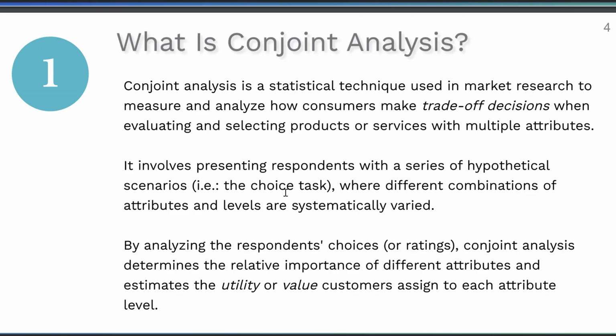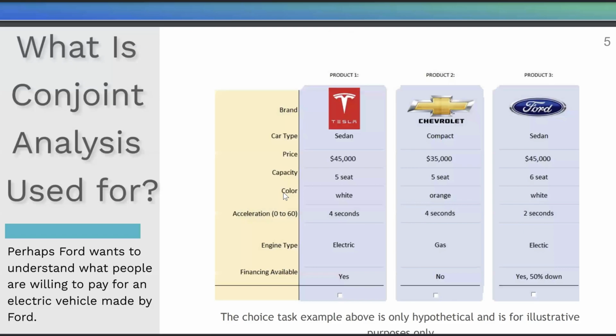So that's conjoint analysis. And what is it used for? Well, let's just look at one somewhat random example here. Let's imagine that you work for Ford Motor Company, or maybe you're a consultant to Ford Motor Company, and you want to understand what people are willing to pay for an electric vehicle that's made by Ford. So your objective is, what are customers willing to pay? How should I price this product?